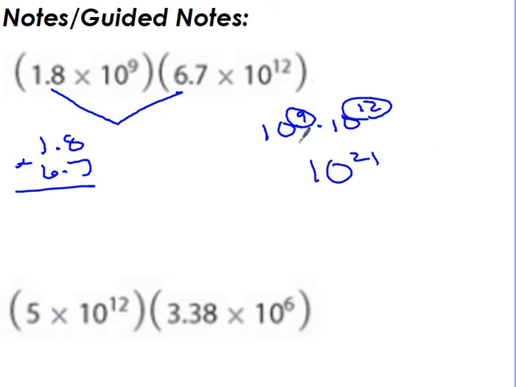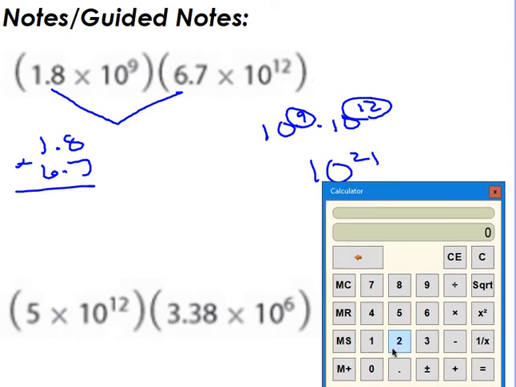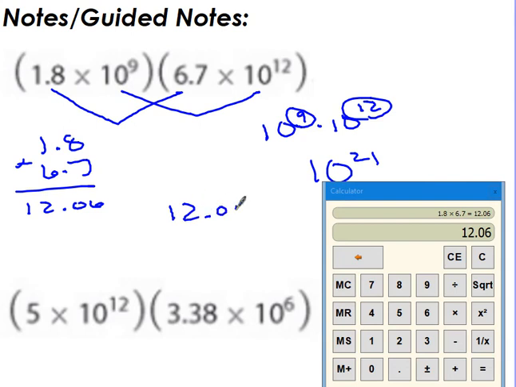Then I have to actually multiply my decimals. So I got to do 1.8 times 6.7. For the sake of time, I don't want you guys to have to watch me multiply, so I'm just going to use a quick calculator here. I'm going to do 1.8 times 6.7, and that's going to give me 12.06. So for my answer here, I multiplied these two, and then I added my exponents because I multiplied 10 to the 9th times 10 to the 12th. Then I put them together, and I get 12.06 times 10 to the 21st power.